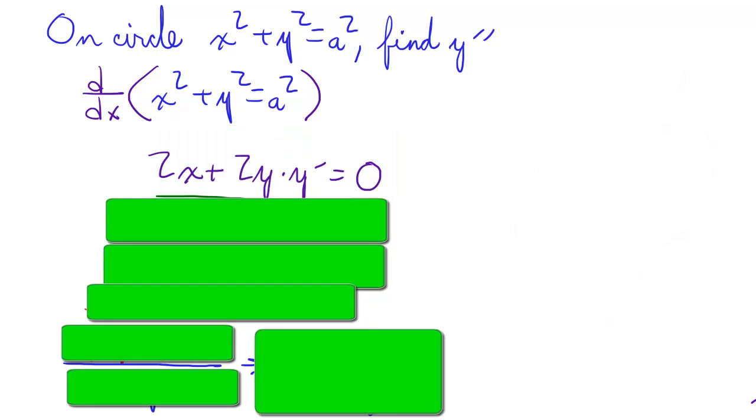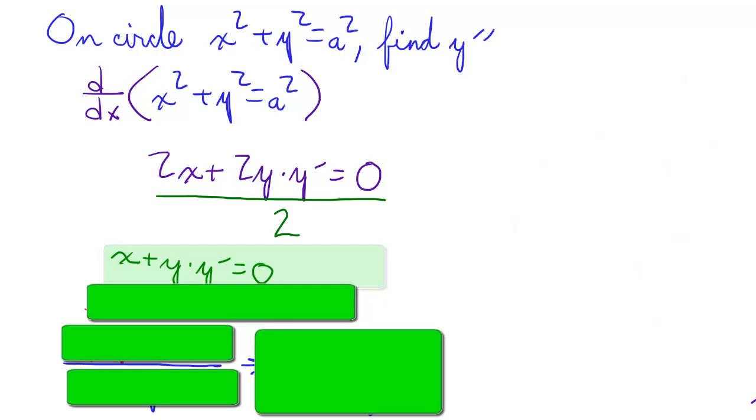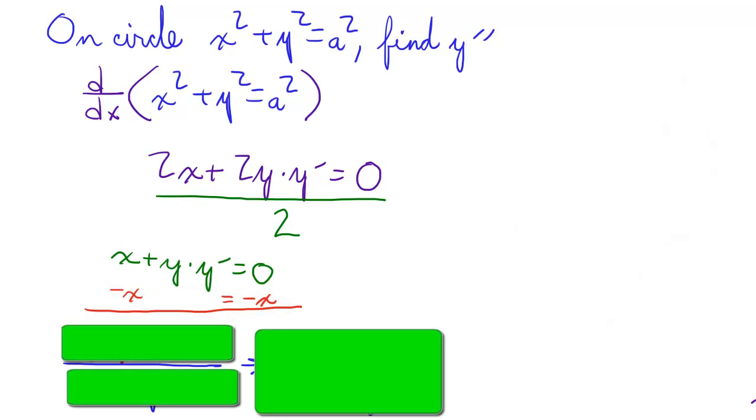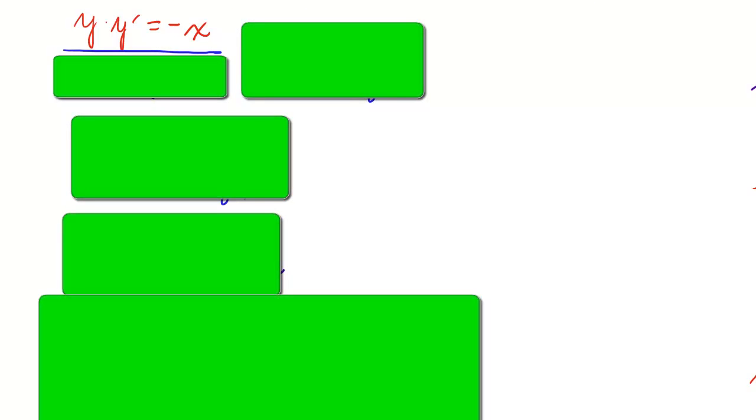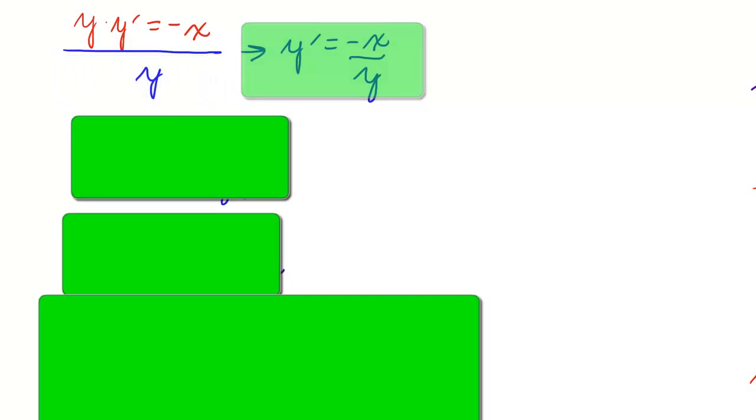Take your pick. We have 2x plus 2y times y prime equals 0, because in this case a is a constant, so its derivative will be 0. We're going to divide everything by 2, so we have x plus y times y prime equals 0. As we're trying to isolate y prime, we're going to subtract x from both sides. We're left with y times y prime equals negative x. Then we're going to divide both sides by y, and that yields y prime equals negative x over y.